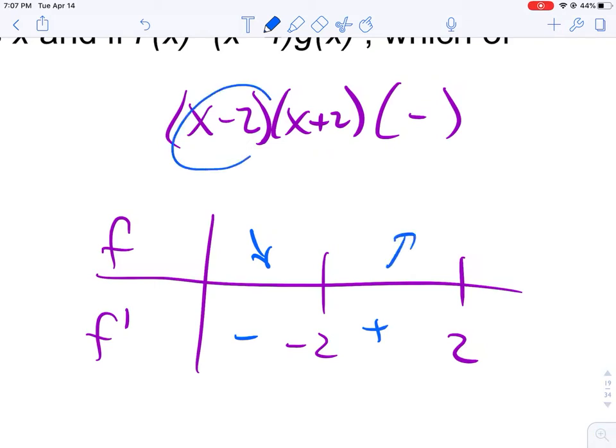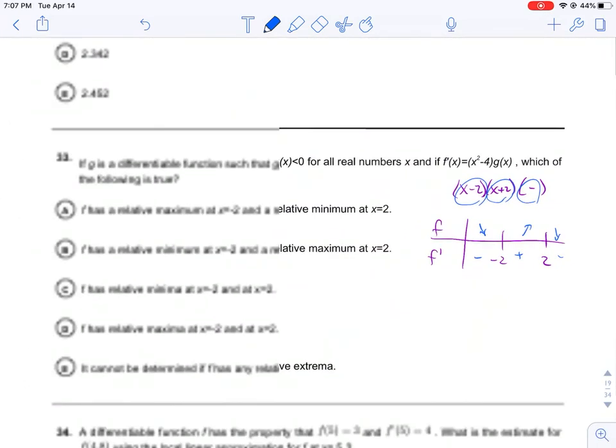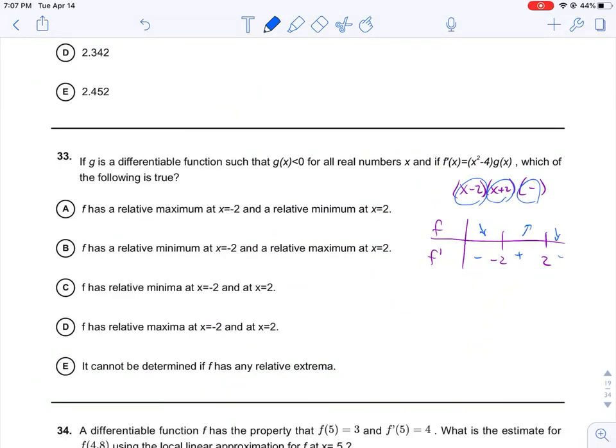Positive. And then pick a number like 4, positive, positive, negative. So again, that's going to be negative in the end. So f has a relative max at x equals negative 2. Nope, we got a min at negative 2. f has a relative min at -2, yes, and a relative max at 2, yes. So it seems like that's our answer.